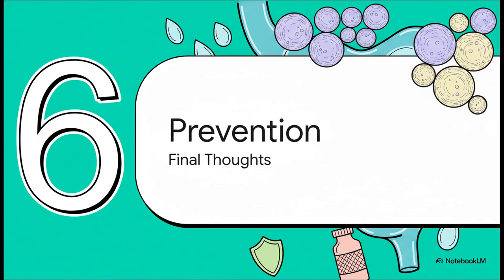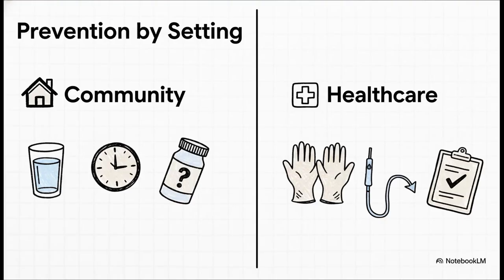All right, to wrap things up, let's talk prevention. How do we stop these infections before they even start? The strategy really depends on where you are. Out in the community, it's really all about patient education. Things like adequate hydration, postcoital voiding, and sometimes even reviewing contraceptive choices.